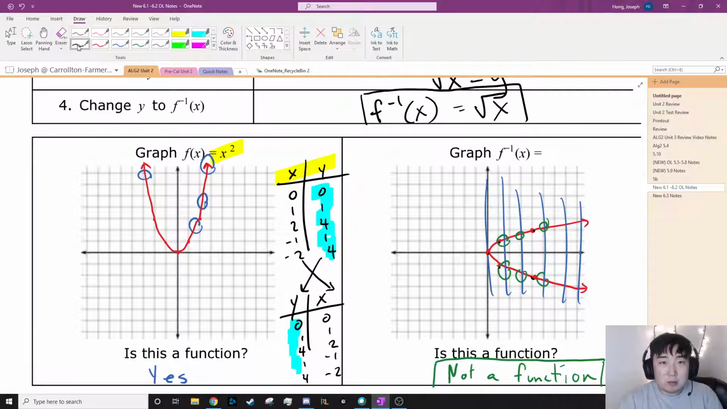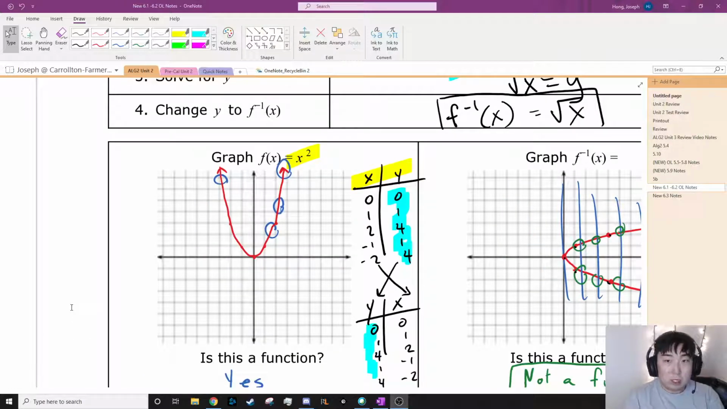Why is it not switching? Hold on. Okay, I'm back and I fixed it, I hope.